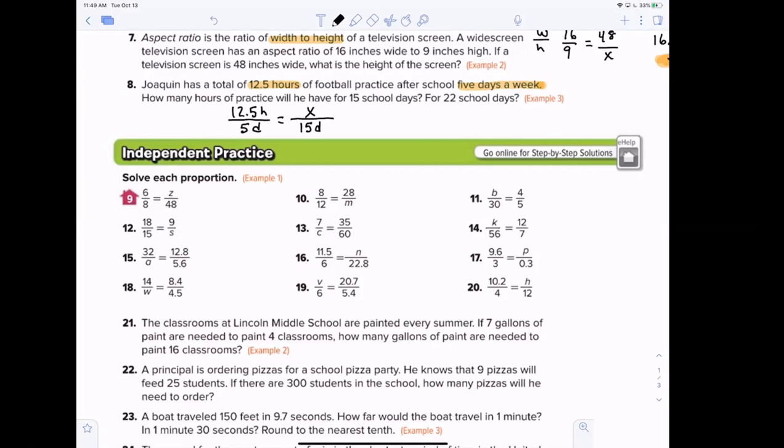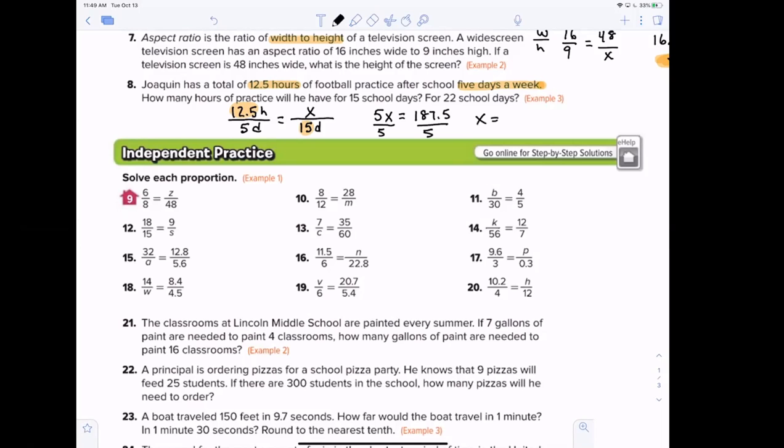So now cross multiply for me. 5 times X. Yep. It equals 12.5 times 15. You are awesome. Do that for me. 187.5. Now what? Then you divide that by 5. And then the H equals 370. How much? 370. Whoa, whoa.